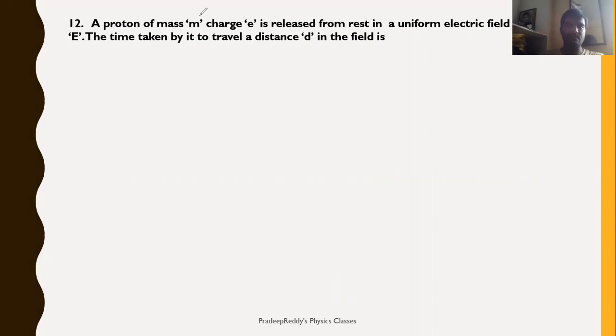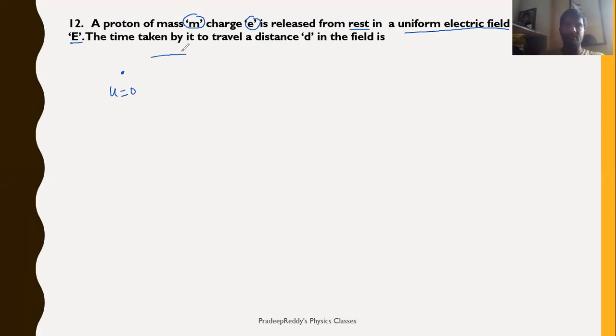A proton of mass m and charge e is released from rest in uniform electric field of strength capital E. The time taken by it to travel a distance d in the field is dash. Now, initially, proton is in rest position. That means u is equal to 0. Its initial velocity is equal to 0. And this is released in uniform electric field.